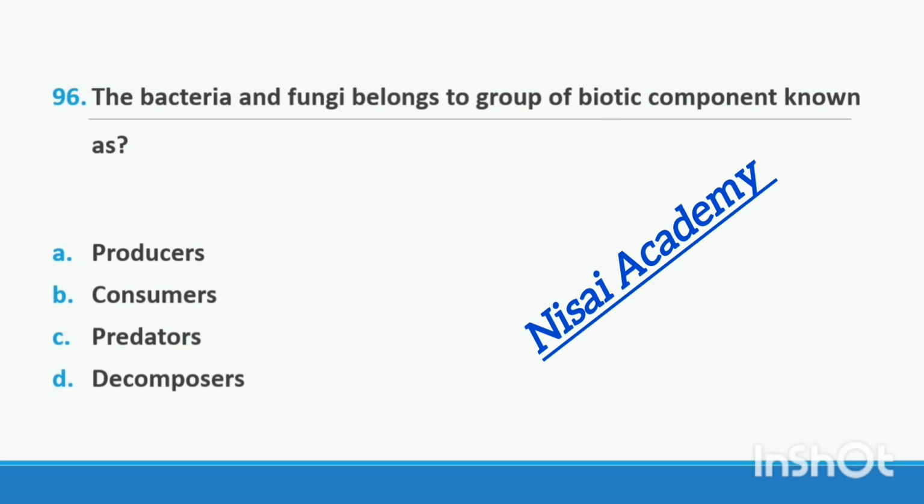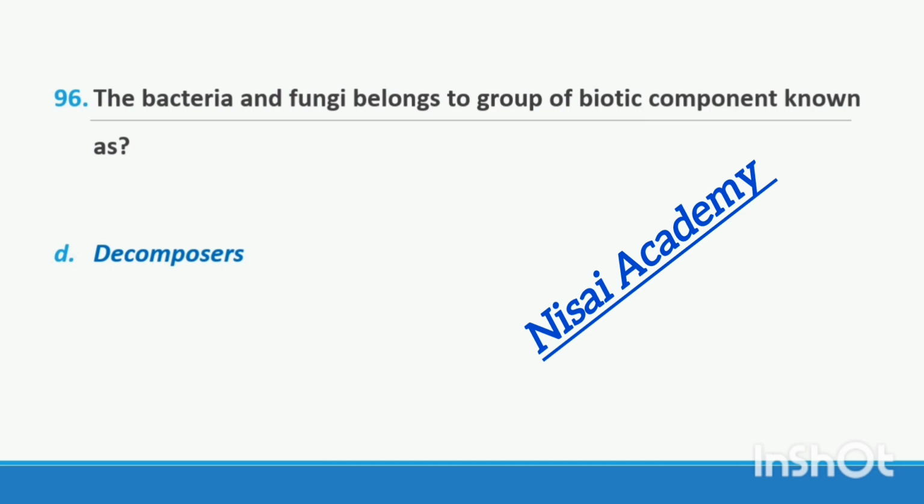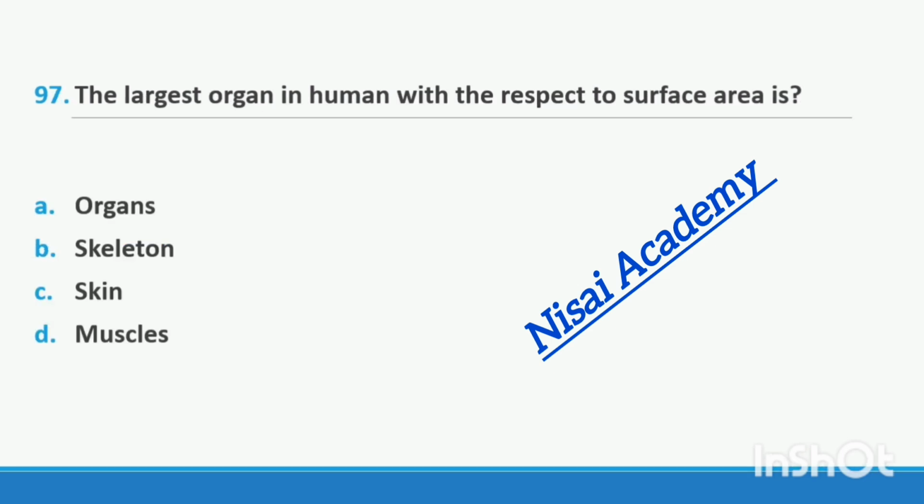Question 96. The bacteria and fungi belong to the group of biotic components known as option A producers, option B consumers, option C predators, option D decomposers. The bacteria and fungi belong to the group of biotic components known as decomposers. Right, option D.